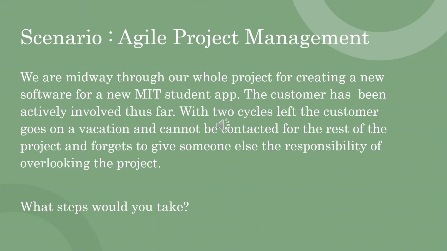The scenario for agile project management is as follows. We are midway through our whole project for creating a new software for a new MIT student app. The customer has been actively involved thus far. With 2 cycles left, the customer goes on a vacation and cannot be contacted for the rest of the project, and also forgets to give someone else the responsibility of overlooking their project. What steps would you take?